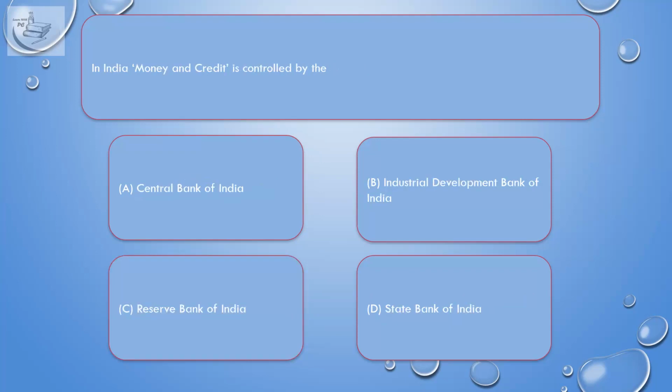Question: In India, money and credit is controlled by the A. Central Bank of India. B. Industrial Development Bank of India. C. Reserve Bank of India. D. State Bank of India.